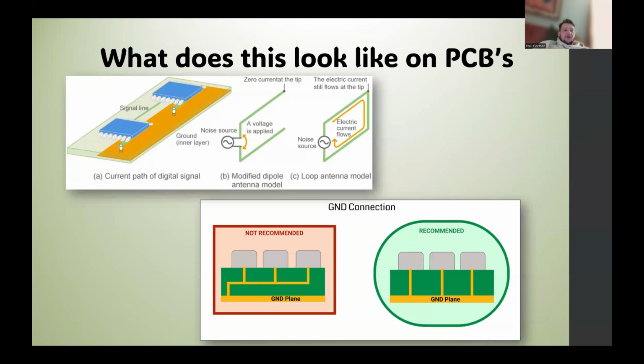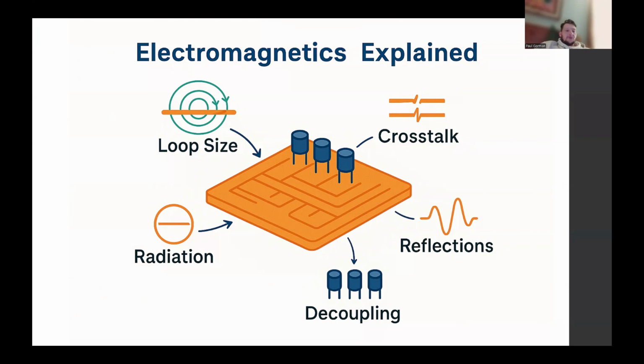We also treat long or fast traces as transmission lines. Maxwell's boundary condition, as we've discussed in class, helps us understand why a continuous ground plane is essential. The tangential electric field at the conductor must be zero, which forces return currents to flow directly under the signal. If we split the plane, we violate that boundary, and the return is forced into a larger loop, increasing field strength and EMI. Every aspect of EMI, loop size, crosstalk, decoupling, reflection, radiation, can all be predicted and mitigated under the electromagnetic tools that we've learned in this class.